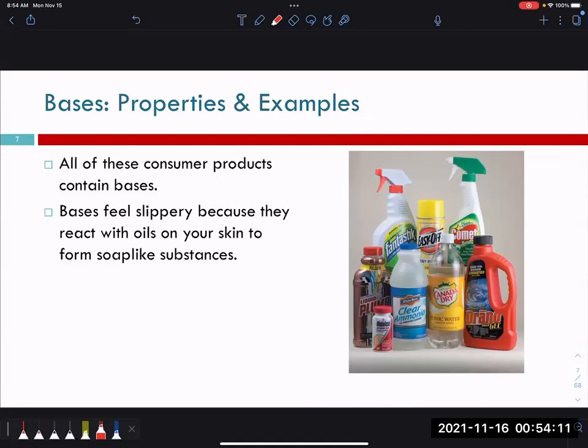Bases are really common in cleaning products. So all of these consumer products here, never heard of Fantastik. But the other ones you've probably heard of, Drano especially, is sodium hydroxide. Bases feel slippery because they react with oils on your skin to form soap-like substances.